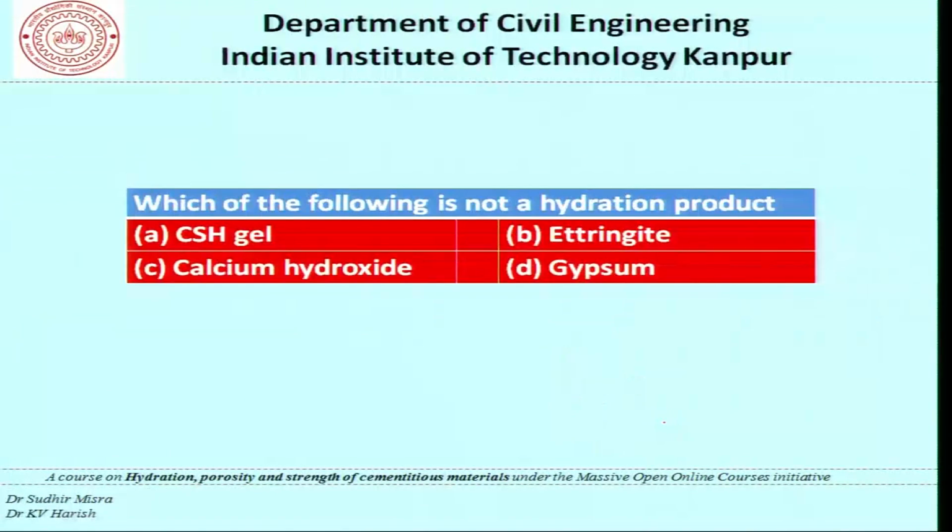However, if we look at a problem like this, where the question was, which of the following is not a hydration product: CSH gel, calcium hydroxide, ettringite and gypsum. Obviously, the answer is gypsum. The rest of them are all hydration products. In this case also, there is only one right answer, but there can always be a situation where two of these answers are correct, and then you have to be careful about marking both of them in order to get full credit for the question.